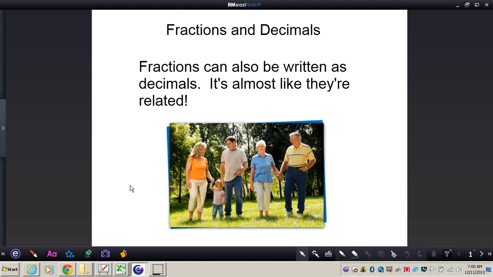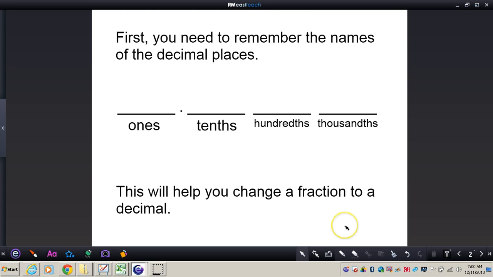to each other. And we see here a picture of a family. That's kind of like fractions and decimals. They're all part of the same family. Now, before we move on, it is important to remember the names of decimal places or place value. So this will help you change a fraction to a decimal.